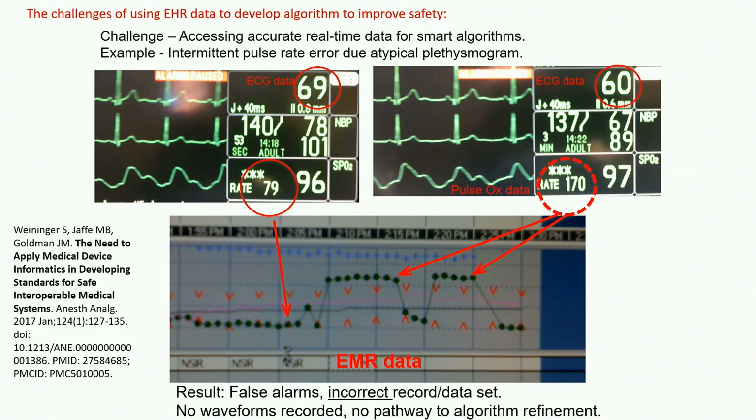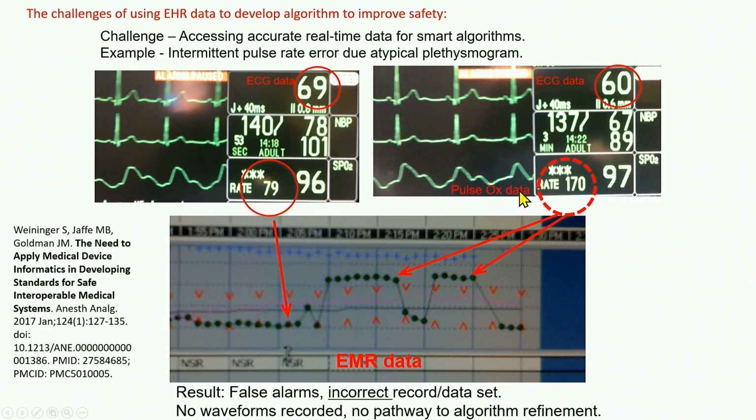Hold that question. So we can do that. Of course we can do that. We just have to use the data that we're collecting today that's in the EHR. It's readily available, and we can build smart algorithms, right? Well, I don't know. Can you? Let's see. This patient's heart rate goes from 79 to 170 on the pulse ox waveform, and yet there's no real change to the patient. So this is a misinterpretation of the waveform. And so if we were to use just the pulse rate from the pulse oximeter for a smart algorithm, the algorithm wouldn't be so smart. And here's the EHR data, and you see the pulse rate jumping up and down, even though there's really no change to the patient.